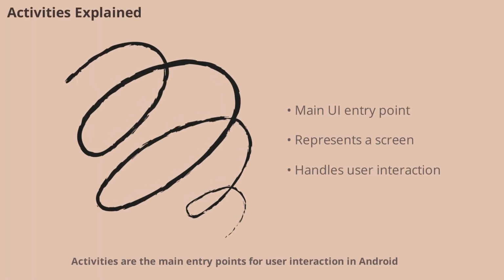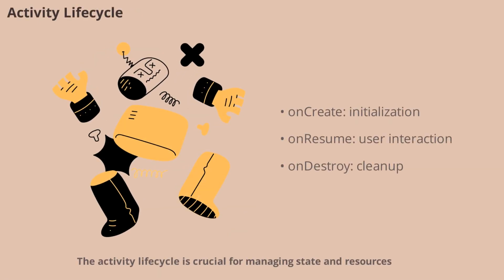Activities are the main entry points for user interaction in Android. Think of them as windows or containers for your app's UI. Each activity represents a single screen, and you can have multiple activities in an app, each handling different tasks or workflows. Activity lifecycle is crucial for managing state and resources.